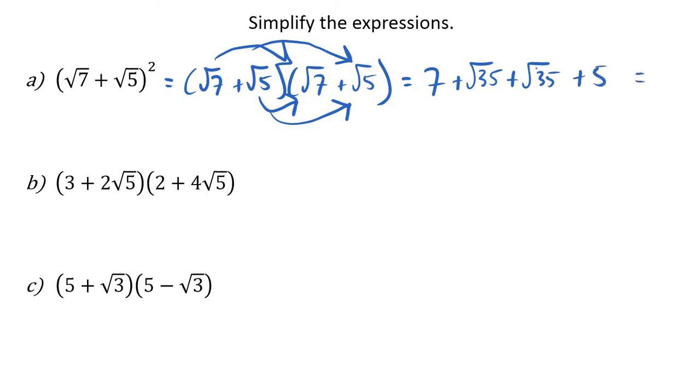Of course, now I can simplify. 7 plus 5 is 12. And I have 2 root 35s. And the square root of 35 is not going to simplify for us. So that would be my final answer. Now this is really the same thing, right?